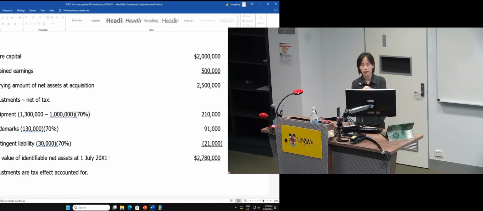The contingent liability with a fair value of 30,000 multiplied by 70% reduces the AFINA, right? So liability increases, reducing the net asset. Now, adding all these together, you will get AFINA. Okay. Now, this is our first requirement, calculate the fair value of the subsidiary's identifiable net assets on the acquisition date. Now, anyone got questions? Let me know, okay?